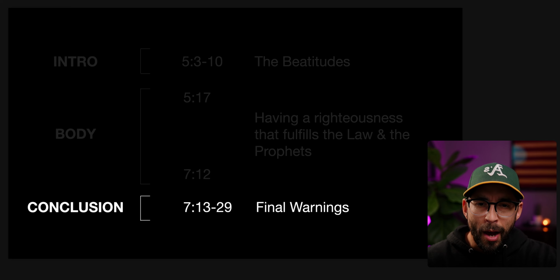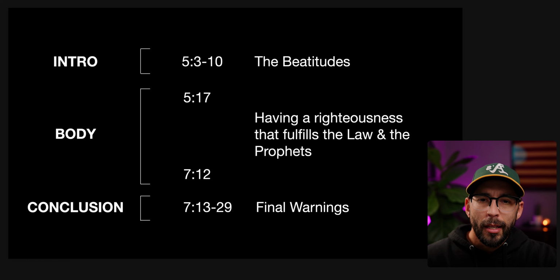So when I read the Sermon on the Mount, this is kind of in my mind. I'm thinking, how does this section relate to the rest of the Sermon on the Mount? And it helps me think deeper about the text. So there's the whole thing, the simple outline. But I have another outline. It's a little bit more detailed, right?